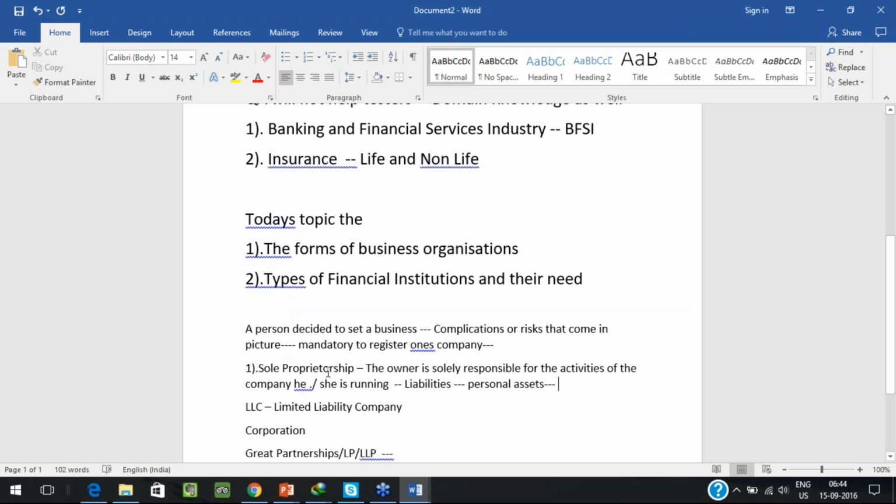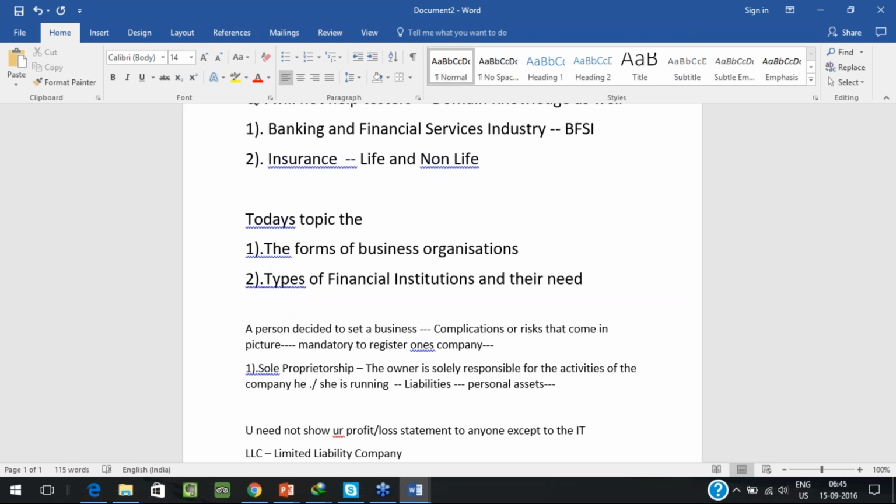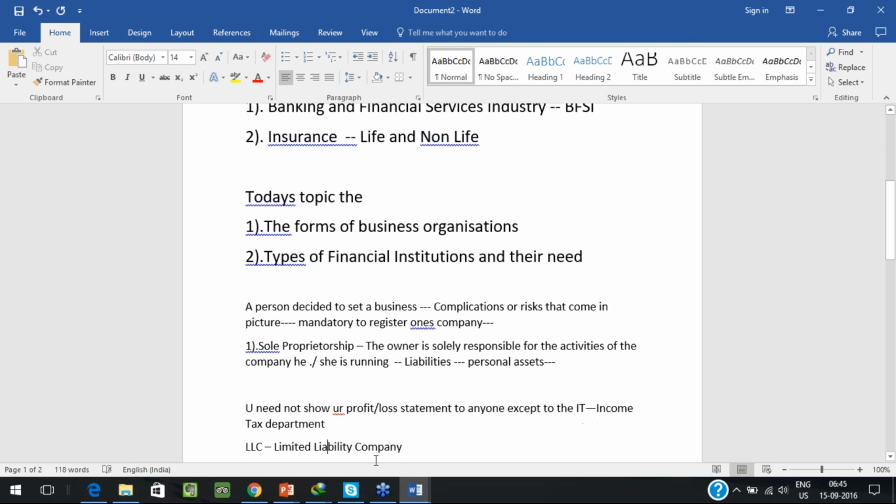Whatever the profit or loss, he is the person who will be taking care of it. In this case, you need not show your profit or loss statement to anyone except to the IT, income tax department. So under sole proprietorship, you need not show your profit or loss to anyone. You are not liable to anyone. So that's sole proprietorship. Now it has both advantages and disadvantages.